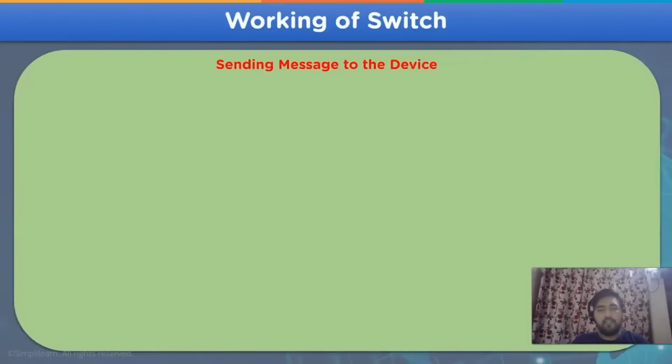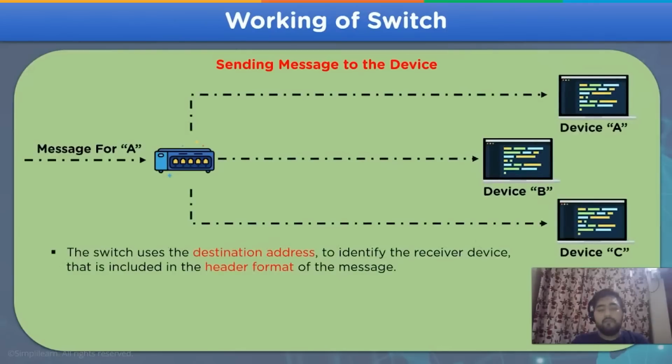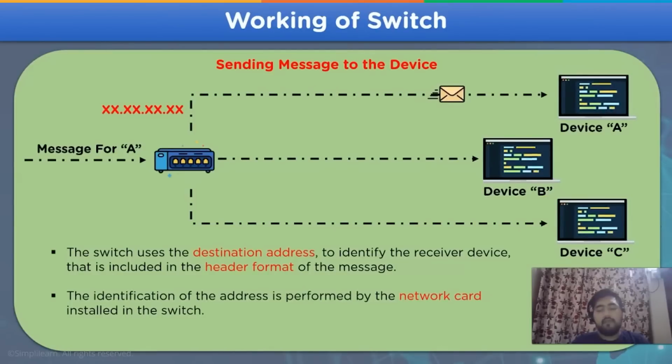Now let's look into the working of a network switch. The first scenario is when a message is received by a switch and is to be forwarded to a particular device. In this case, we are receiving a message for device A, which will be shared only to device A according to the address mentioned in the header format. This decreases the network traffic in the channel and also prevents the message from reaching device B and device C.